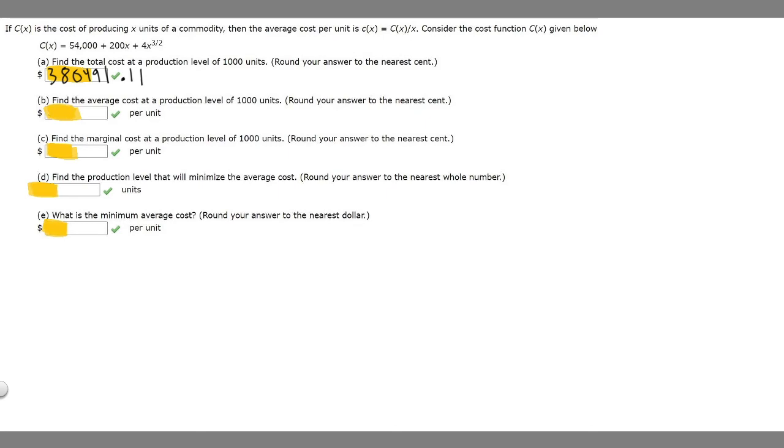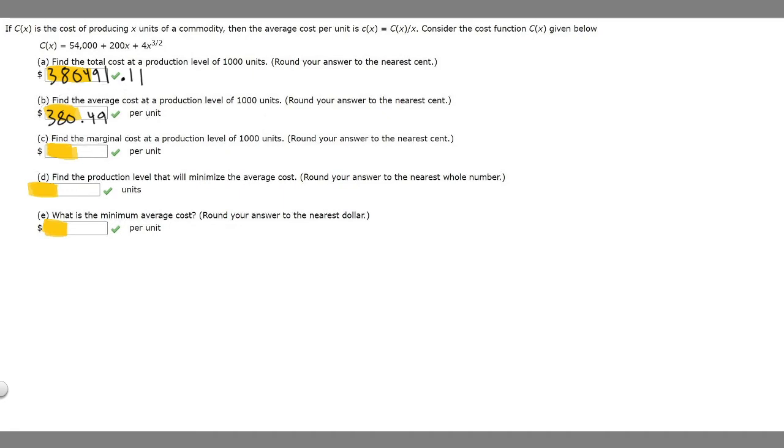And then for B, basically all we got to do is take this number and divide by 1,000. That'll be our answer for B. So we just got to do 380,491.11 and divide by 1,000. So what you're going to get is 380.49. And so that's going to be the answer to B.